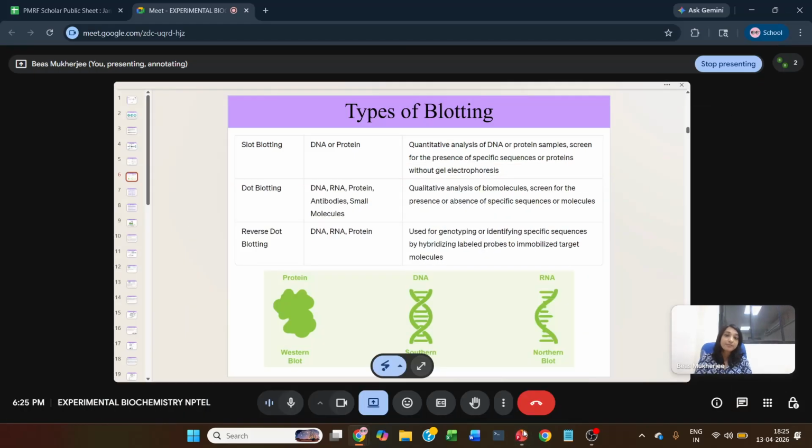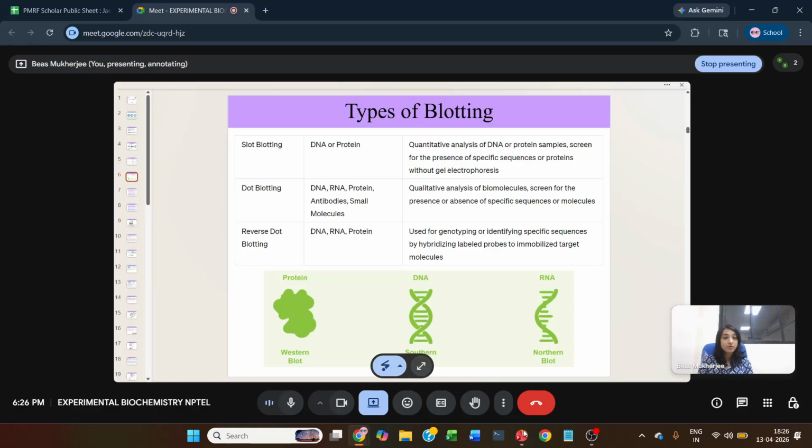Now we have something very interesting, and that is called dot blot. So what is dot blot? DNA, RNA, proteins, antibodies, small molecules, all of these can be qualitatively analyzed using dot blot. It is a qualitative analysis of biomolecules, screening for the presence or absence of specific sequences or molecules. Small tiny round dots will be there, and if they are colored or dark, that means that particular thing is present. If not, then it is not present. We'll study this in detail.